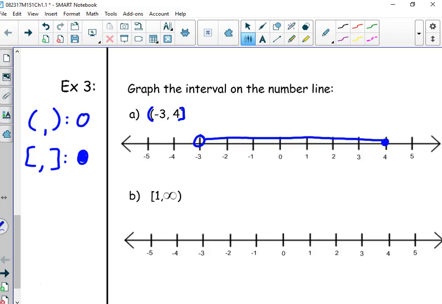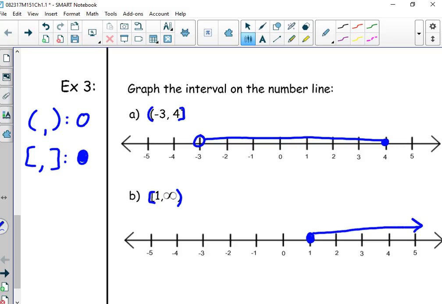Now notice, this one happens to also include +1, but the reason the infinity symbol has a parenthesis to show that it doesn't include it is because infinity is not a number, it's an idea. So if it's a positive or a negative infinity, you will always see the parenthesis to imply that it's not a number, so it doesn't get included. Now 1 is included, so we're going to fill in that point, and everything to the right of that point, that's our positive infinity, is included.